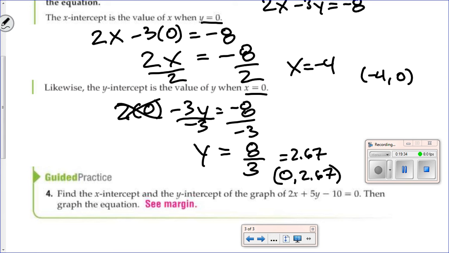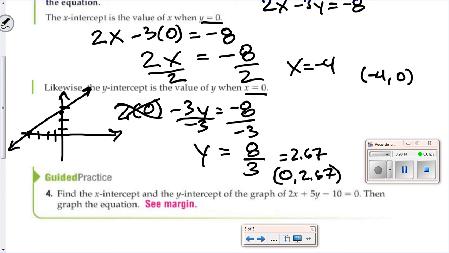So to graph this thing, I'm going to do that over here on the left. Get my coordinate plane here. I've got -4, 0, so 1, 2, 3, 4, -4, 0. Point there. And then I've got 0, 2.67, which occurs between 2 and 3. There's my y-intercept where I'm intersecting the y-axis. We should be connecting those 2 points. Hopefully your straight edge is better than mine. Connect those 2 points, and now we have graphed that line using the intercepts.